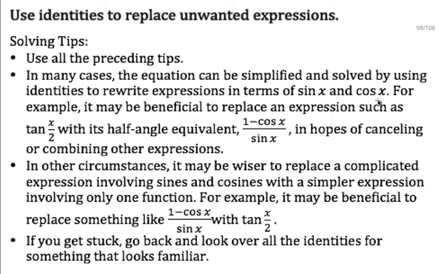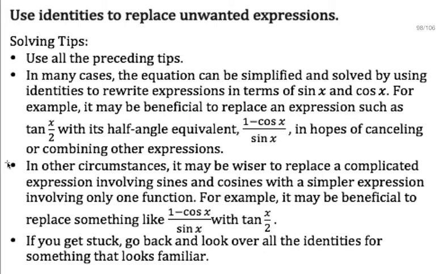But specifically for your half angle and your double angle identities, if you had tangent x over 2, you can use your half angle identity and get rid of the tangent, and you'd have 1 minus cosine x divided by sine x. And then in other circumstances, it may be wiser to replace a complicated expression involving sines and cosines with a simpler expression involving only one function. For example, it may be beneficial to replace something like this with tangent x divided by 2.